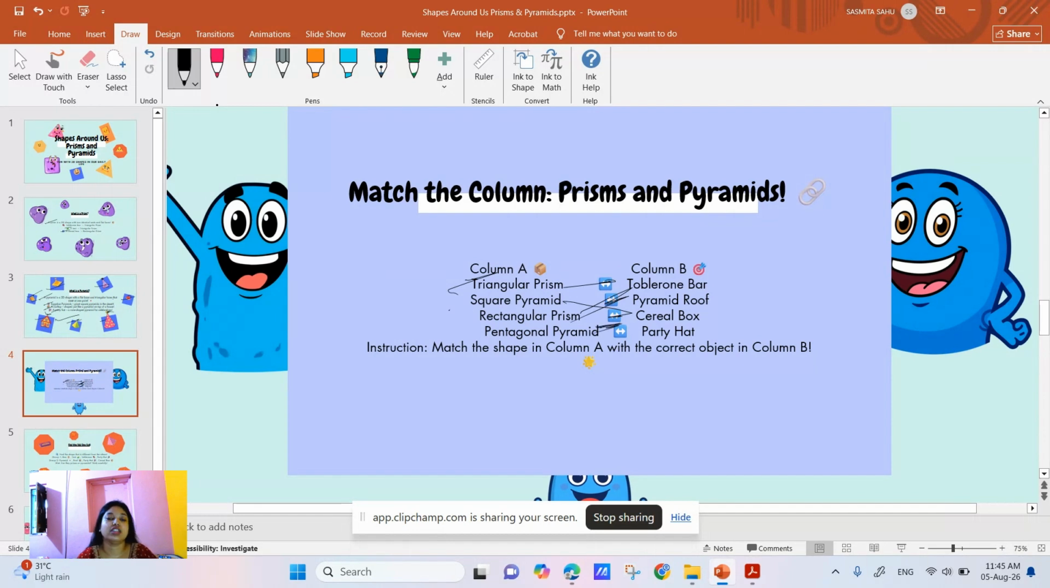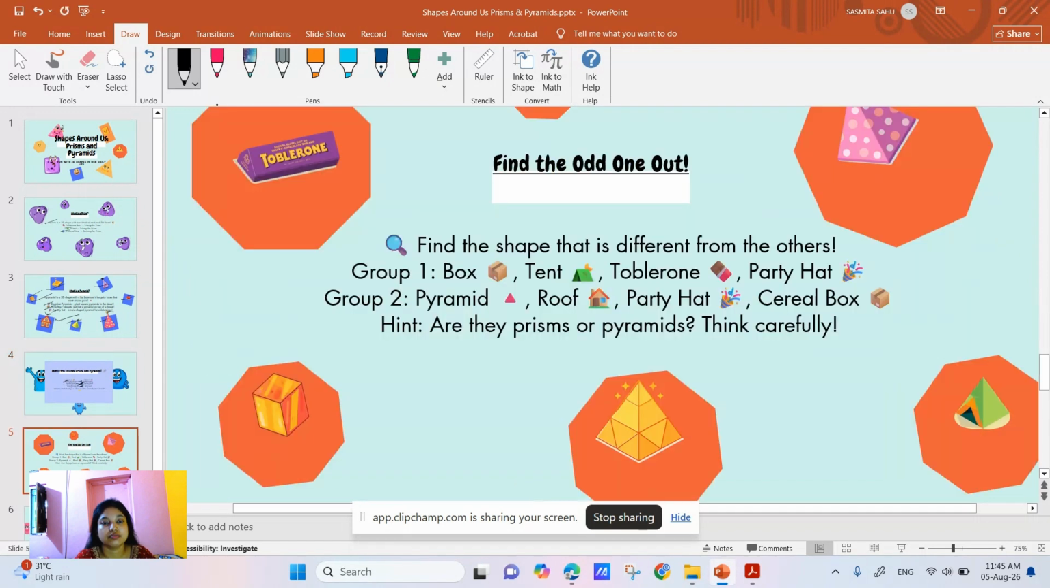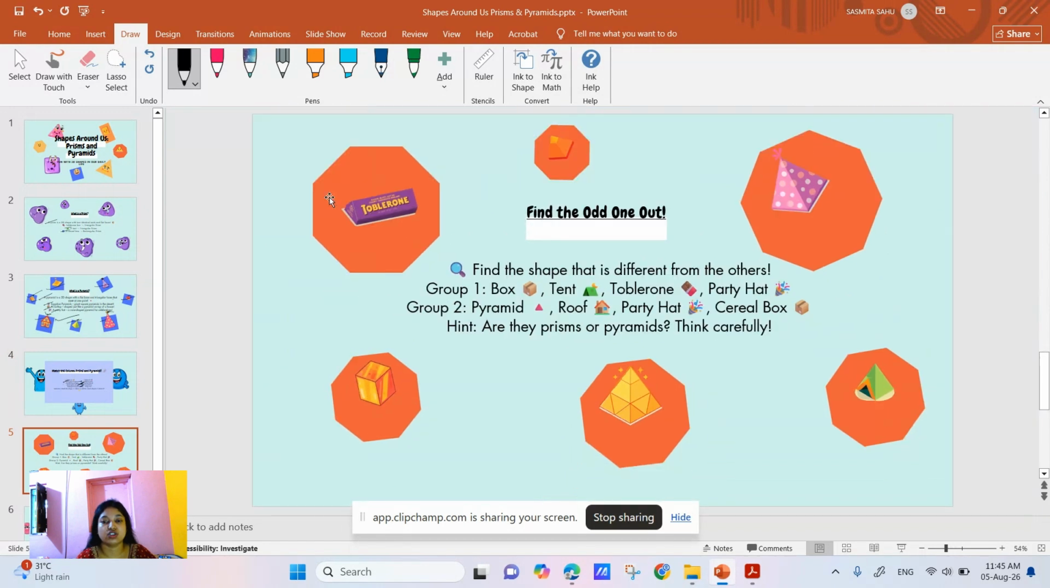So here is an activity for you. You can match column A and column B, and you have to find out which are prisms and which are pyramids. Okay. The next thing is, find the odd one out. Find the shape that is different from the others. Group 1 is box, Toblerone chocolate, party hat. Group 2 has pyramid roof, party hat, cereal box. Hint: are they prisms or pyramids?